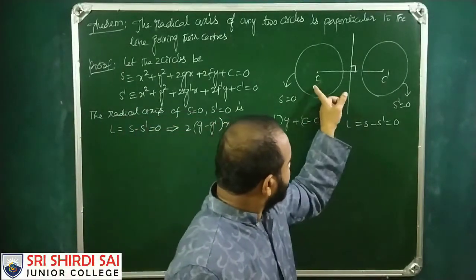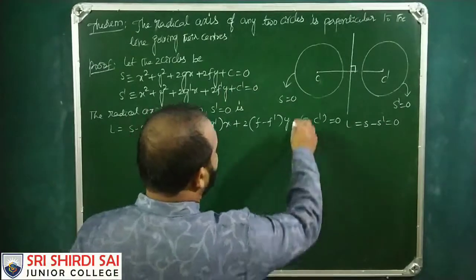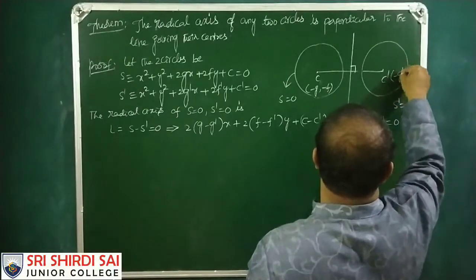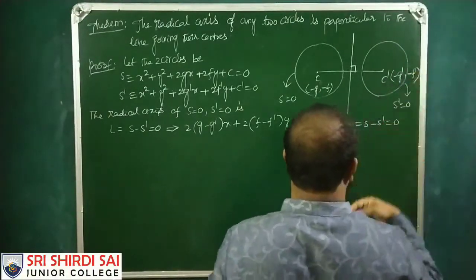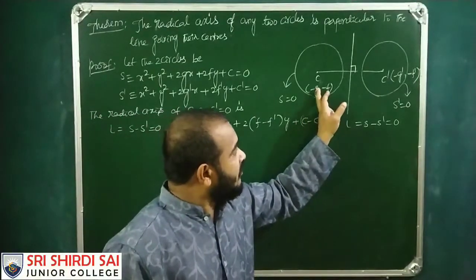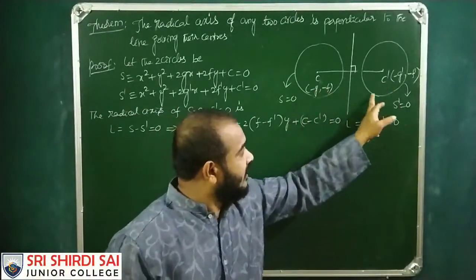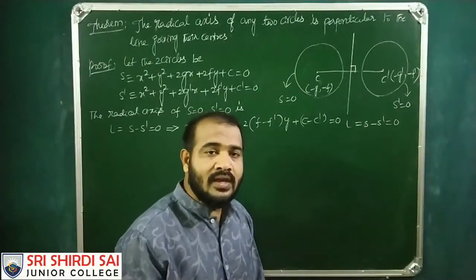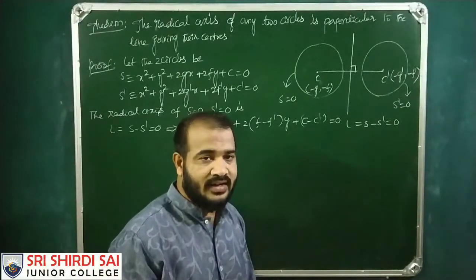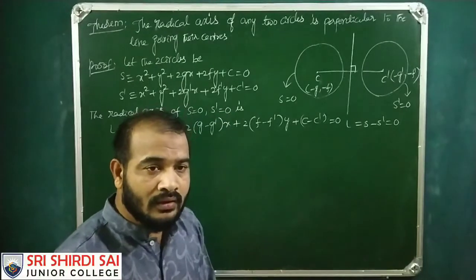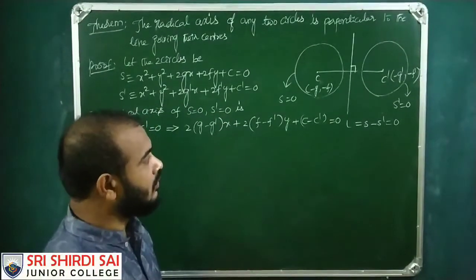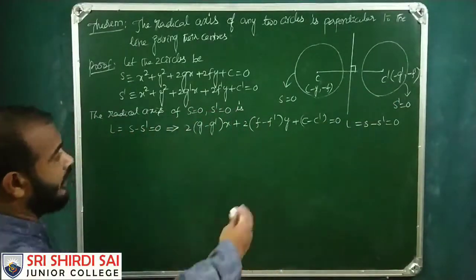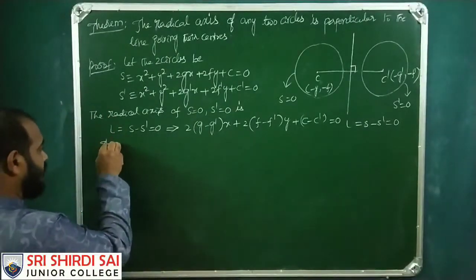And C and C dash, what is the center of the first circle? Minus g, minus f. What is the center of this? Minus g dash comma minus f dash. So then what is the slope of C C dash? For x1 y1 and x2 y2 it is y2 minus y1 by x2 minus x1, difference of y coordinates by difference of x coordinates. So let us find the slope of this.